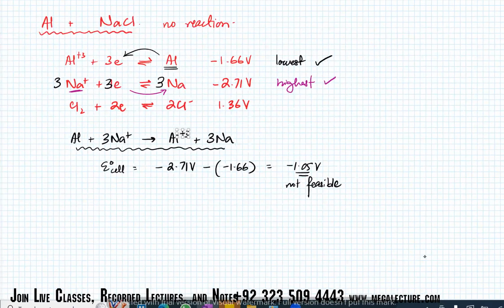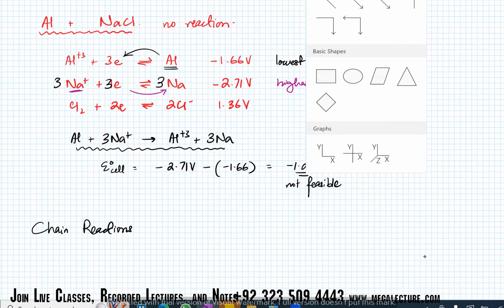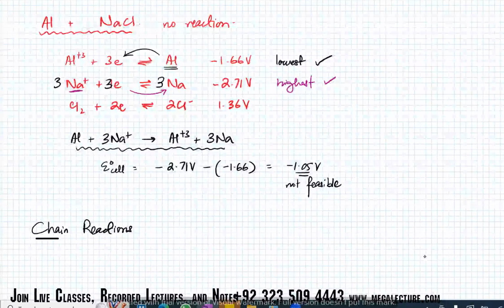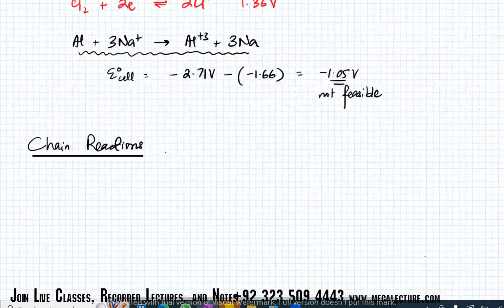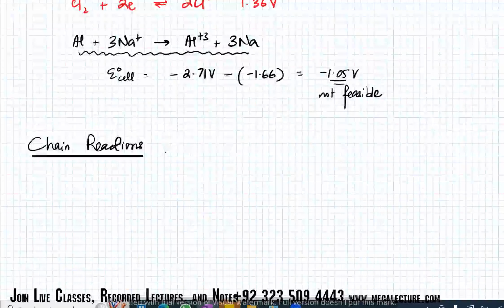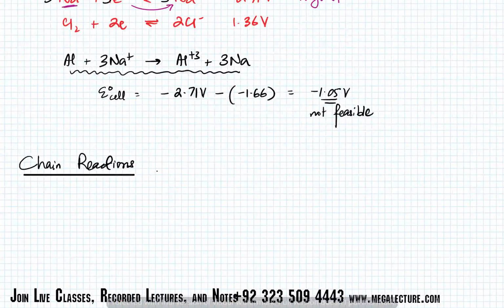Similarly, you get some chain reactions. This is very rare. Most of the questions are going to be relatively easy. So there's something called chain reactions. What happens in chain reactions is that it usually deals with reactants that have many oxidation states.